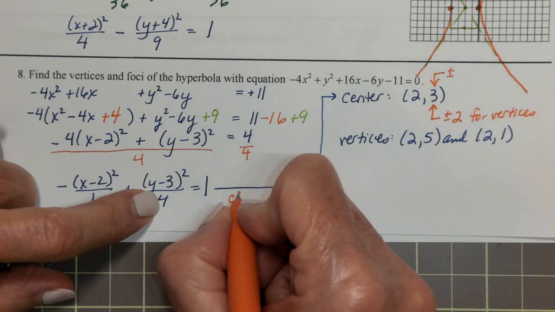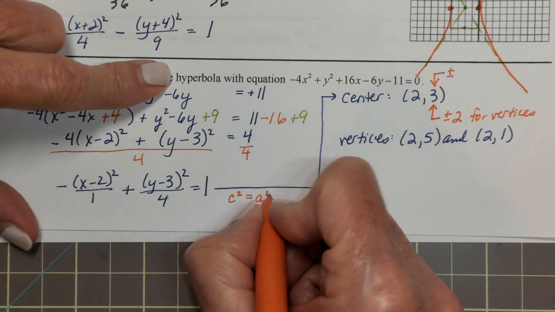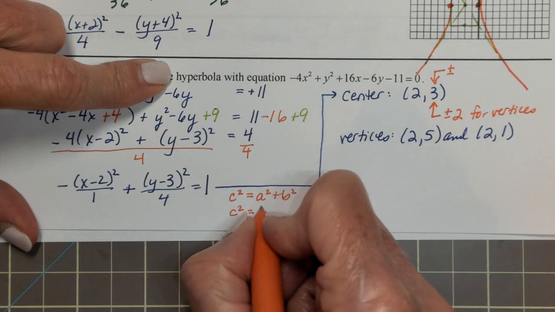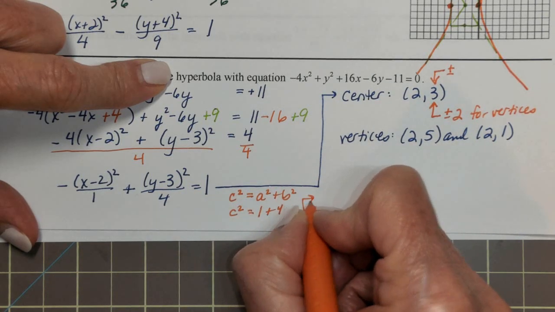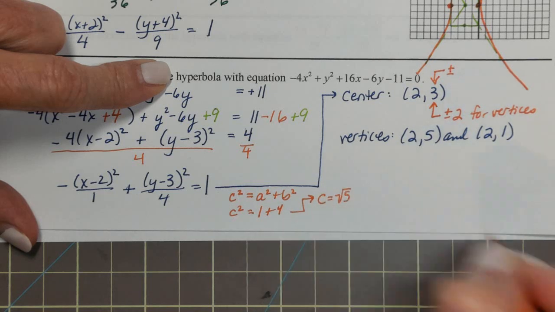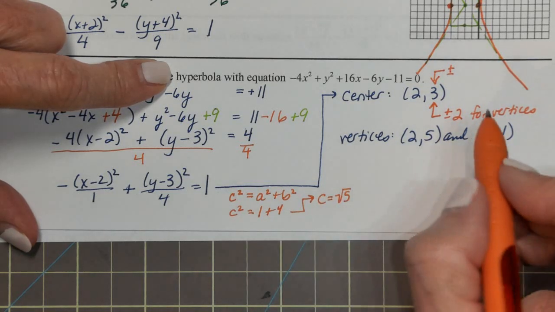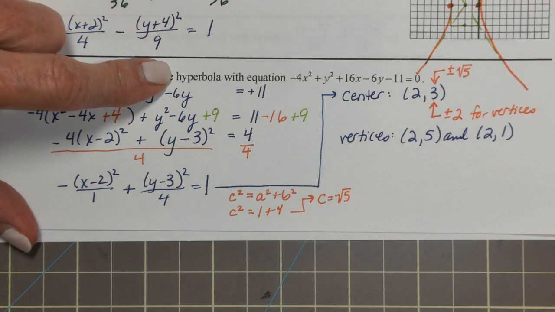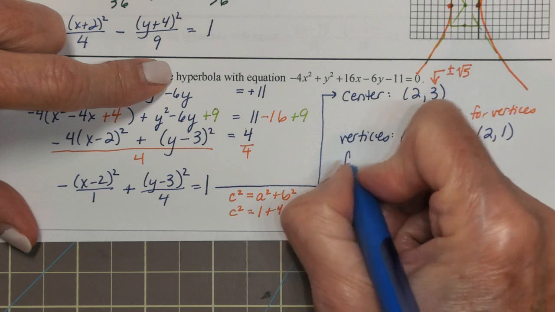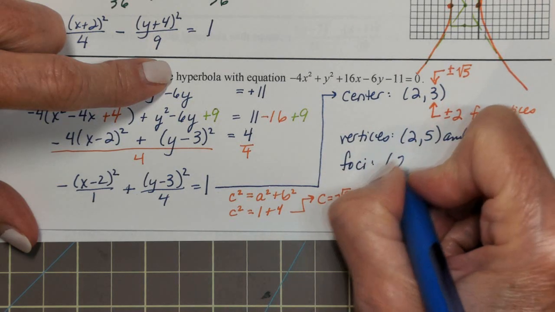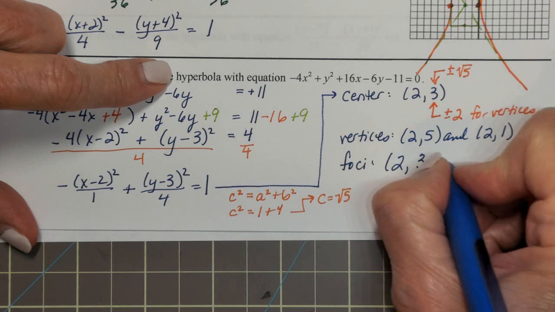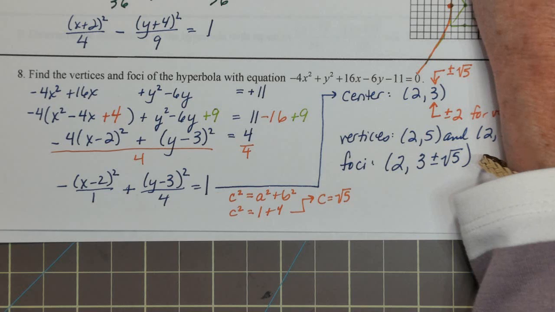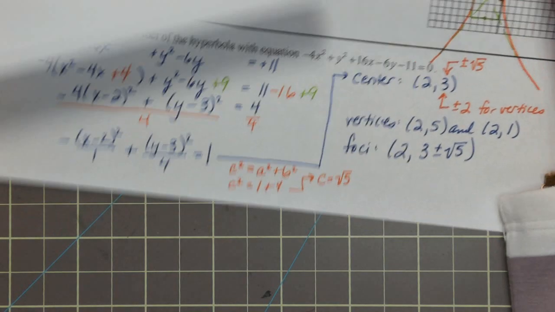I'm going to come over here. c squared is a squared plus b squared. We just add those two, and we get 1 plus 4, which is 5. So c is the square root of 5. So for the foci, we add and subtract square root of 5 from the y coordinate of our center, and the foci will be (2, 3 plus and minus square root 5). Okay, so that's the foci.